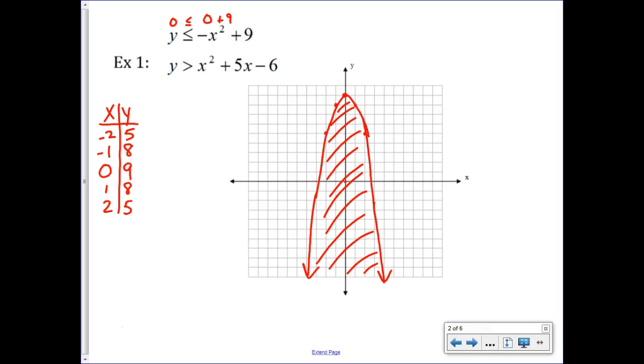Now I'm going to switch colors so that I can see this a little better. So for the next one, the first thing I notice is that it's a greater than, so when I draw my lines, they're going to be dashed. And I'm going to use the opposite of b over 2a to find my vertex. So I get negative 5 over 2 times 1. So that's negative 2.5. So if I put that in, I get negative 12.25.